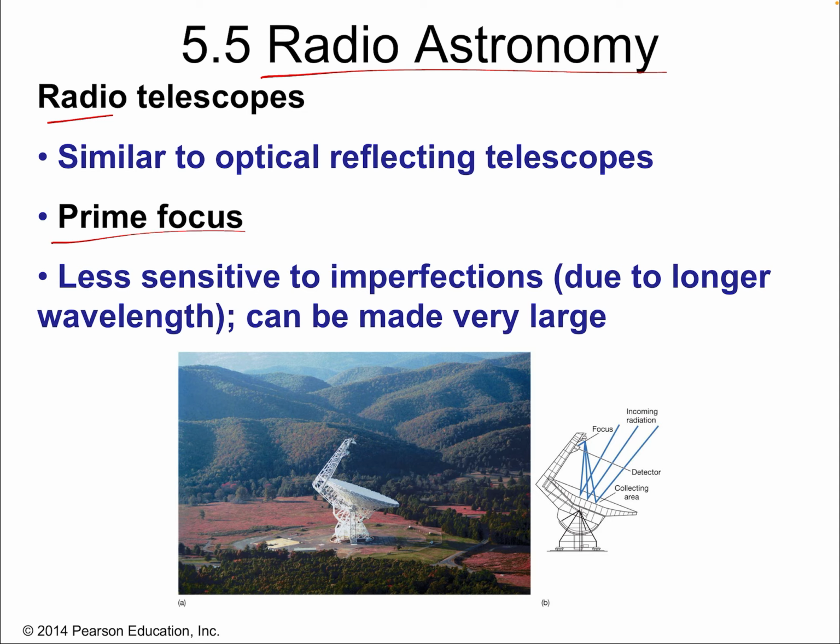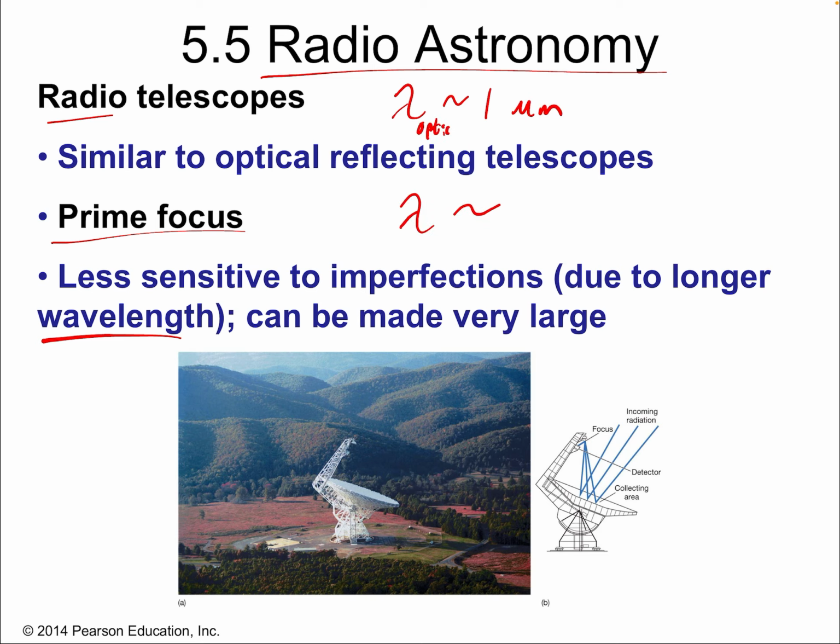Radio waves are less sensitive to imperfections due to the much longer wavelength, and the dishes can be made very large. In terms of optical telescopes, we've been talking about wavelengths on the order of 1 micrometer, and usually more like half a micrometer. Visible light is often 500 nanometers, which is half a micrometer.